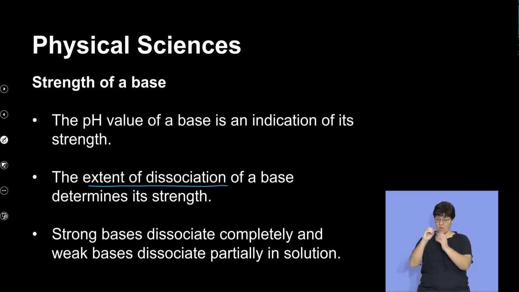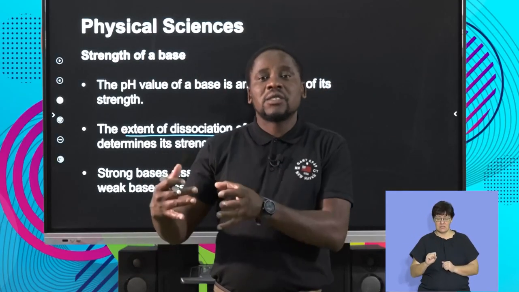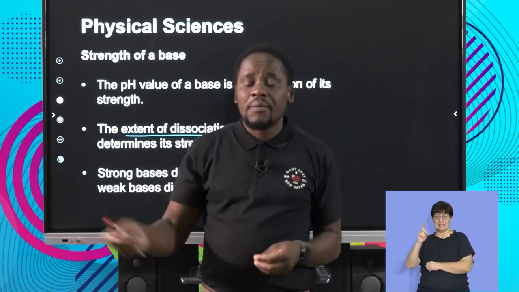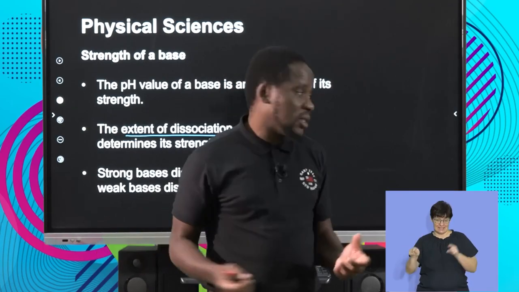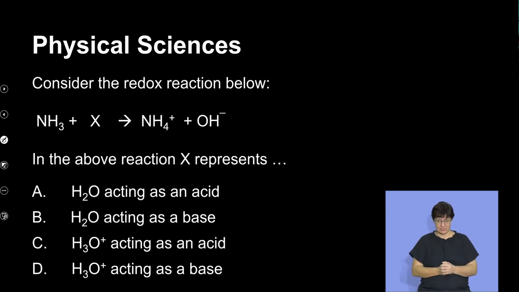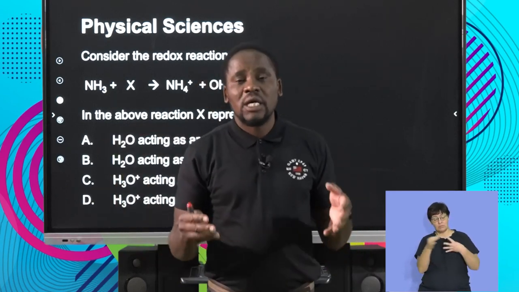Now this brings us to another very important point. Bases dissociate, while acids ionize. That's very, very critical in terms of describing the strength of these acids and bases. The extent of dissociation of a base is an indication of its strength. For strong bases, there is complete dissociation, while for weak bases, there is partial dissociation. Very, very key.